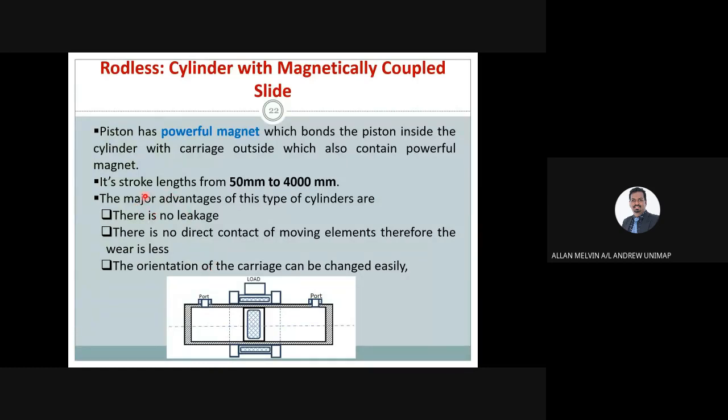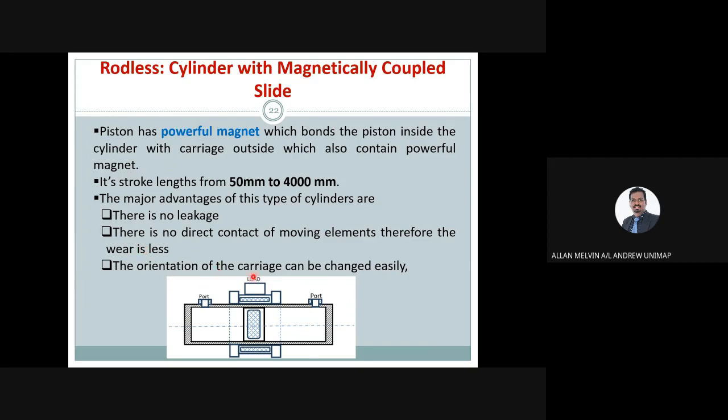Okay, one of the advantages of this type of cylinder is the stroke can go up to 4 meters, which is 4,000 millimeters, because it doesn't have anything in between, and it's more like wireless. There is no wire, it is based on the magnetic field. The major advantage is no leakage because you are not using anything extra. There is no direct contact with the moving element, therefore the wear is less. There is no friction, and because of that the components don't wear. Wear and tear will not happen.